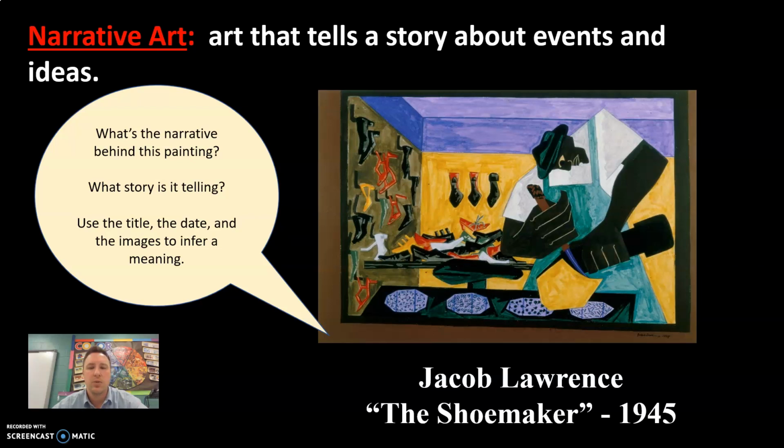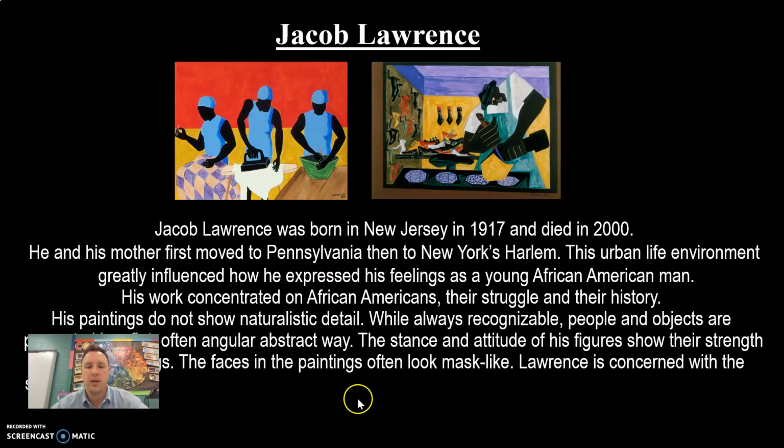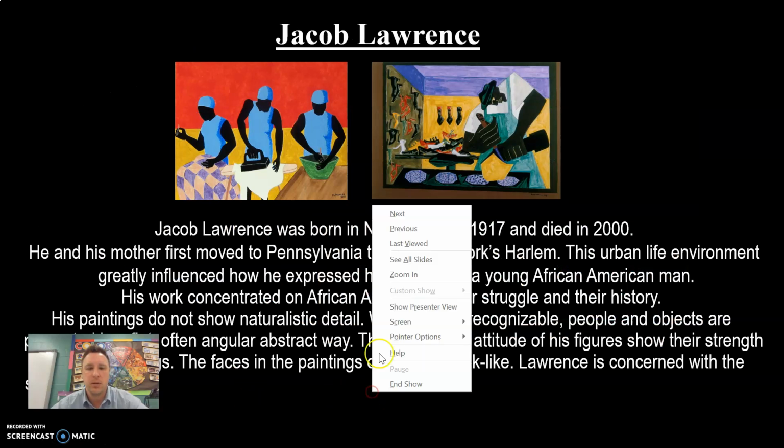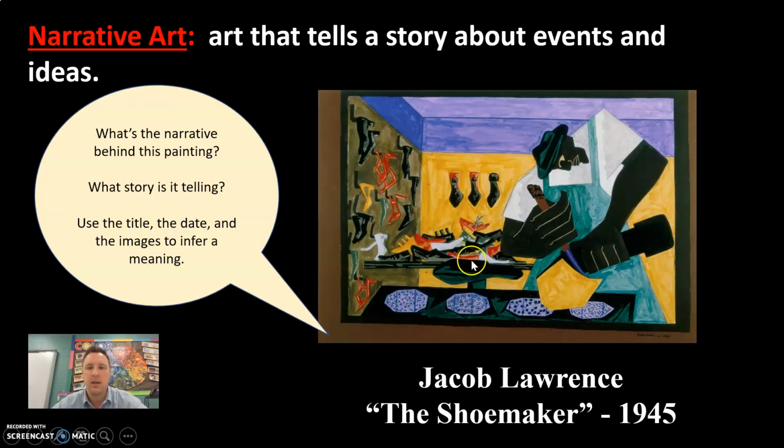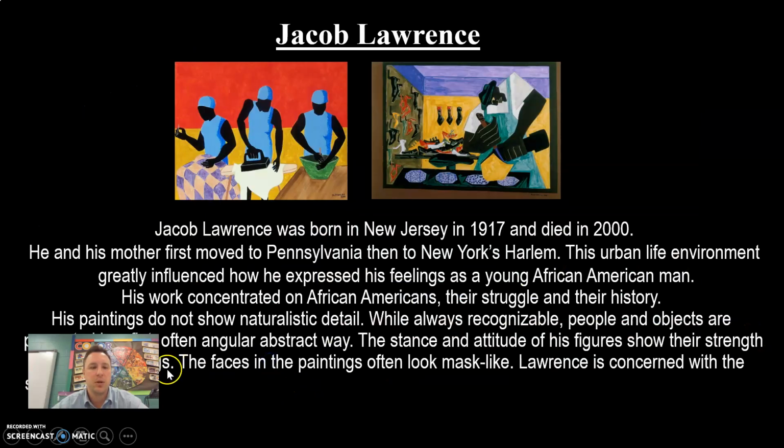So looking at this question, I believe this is going to be your first question for your daily entrance ticket. So I don't want to completely give away the answer to this, sorry about that. I didn't mean to jump the slide. But looking at all these factors, it's called The Shoemaker. Most likely it's about a shoemaker. I don't want to give you too many more hints than that. And it obviously took place in 1945. And hopefully this background information on Jacob Lawrence on the next slide helps.